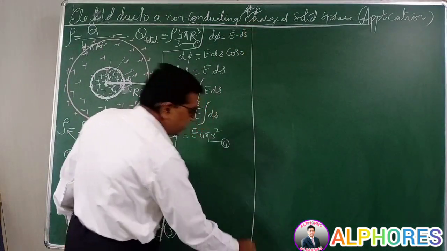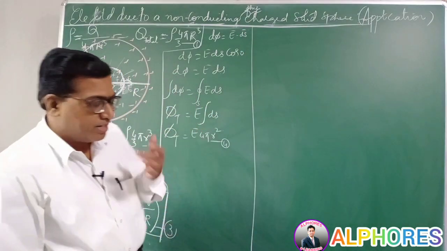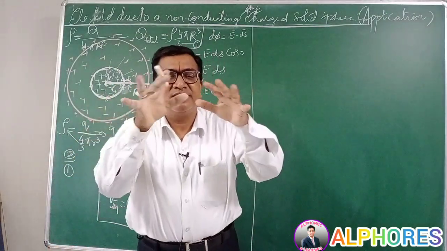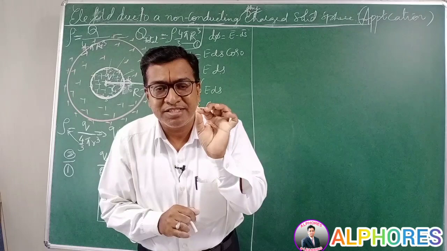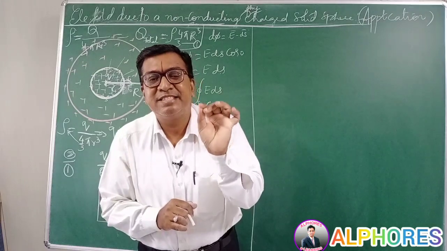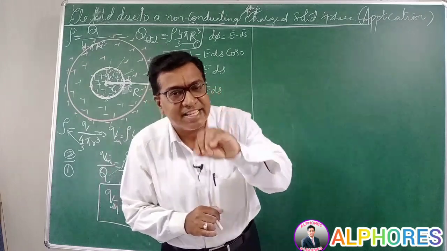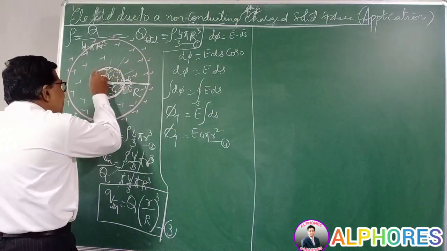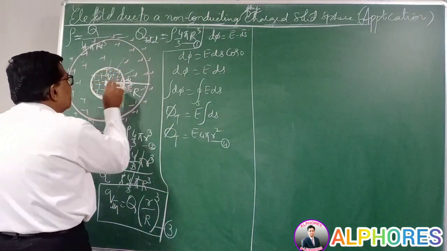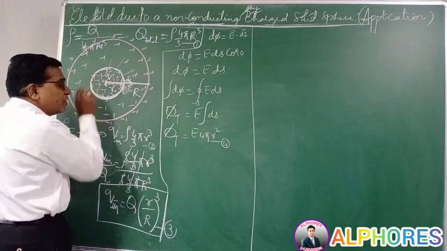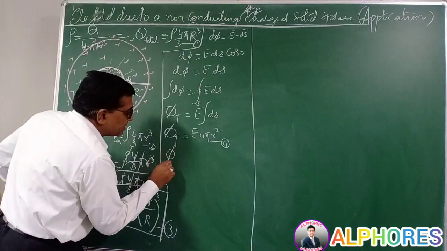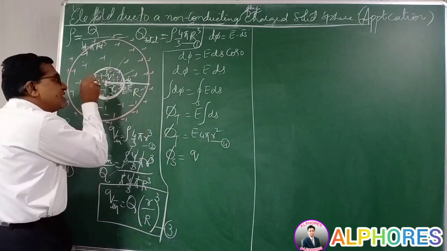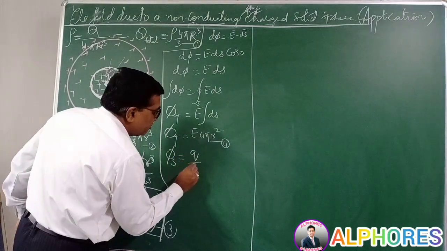Next, applying Gauss law. According to Gauss law, the total flux phi from the Gaussian surface is proportional to the charge enclosed inside. Our Gaussian surface is the inner sphere. The charge inside is small q. So the total flux through the Gaussian surface is the enclosed charge q by epsilon naught.